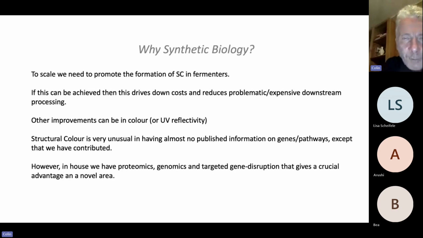But the reason we want synthetic biology completely is that at the moment, making this color happens on Petri dishes. It happens on plates. If we're going to make this commercially, we're going to have to get it into fermenters, and we're going to have to change the way the organism grows to do that.